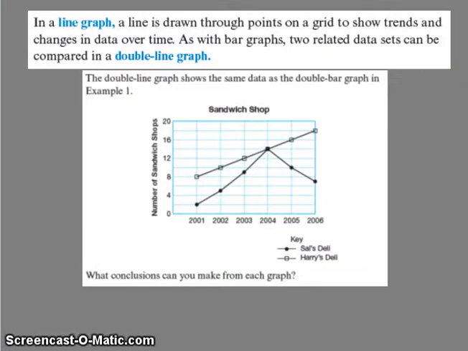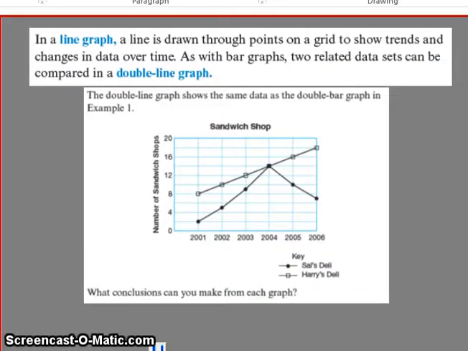This next example is about line graphs. Line graphs are lines drawn through points on a grid, and the best thing for line graphs to display is change over time. So whenever you are looking to display a change in data over time, you use a line graph. Now, just like with bar graphs, you can graph two related sets of data using a line graph. The difference is, with bar graphs, you're not graphing how they change over time, but simply specific amounts, whereas double line graphs are best used to display change over time.